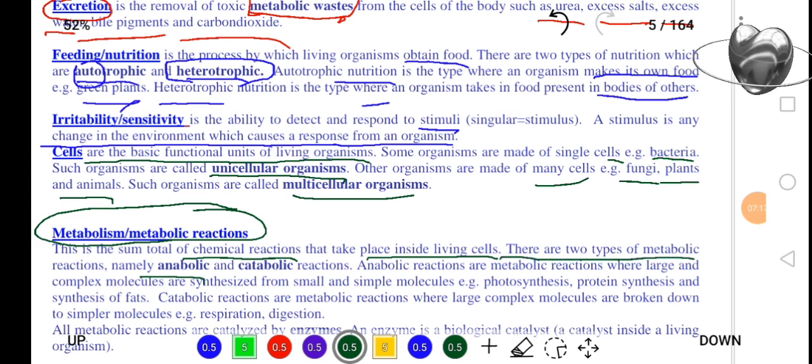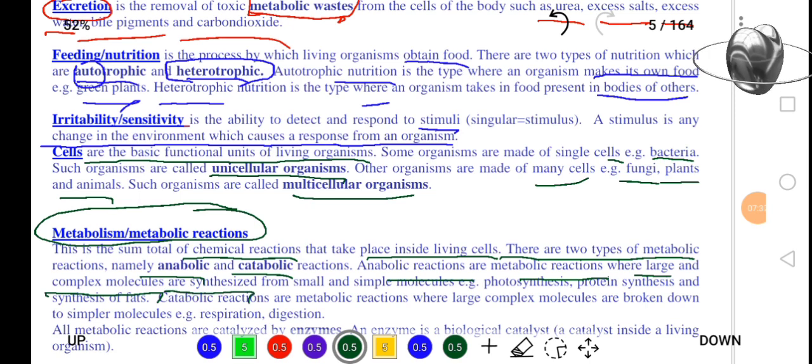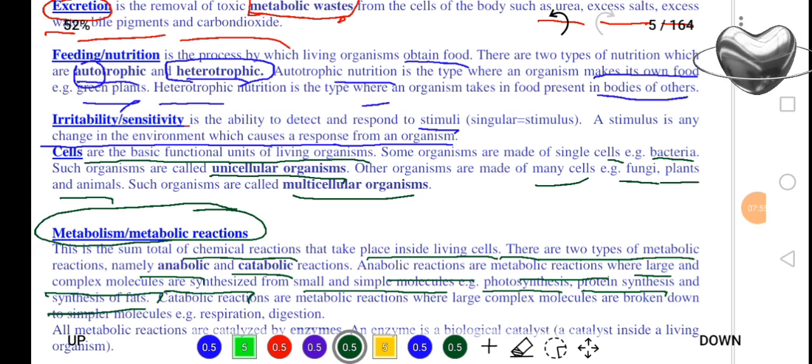There are two types of metabolic reactions. We have anabolic and catabolic. Anabolic involves the building, catabolic involves the breaking down. Therefore, we are defining anabolic reactions as metabolic reactions where large complex molecules are synthesized from small and simple ones. For example, when we look at the process of photosynthesis, protein synthesis, and the synthesis of fats, those are examples of anabolic reactions.